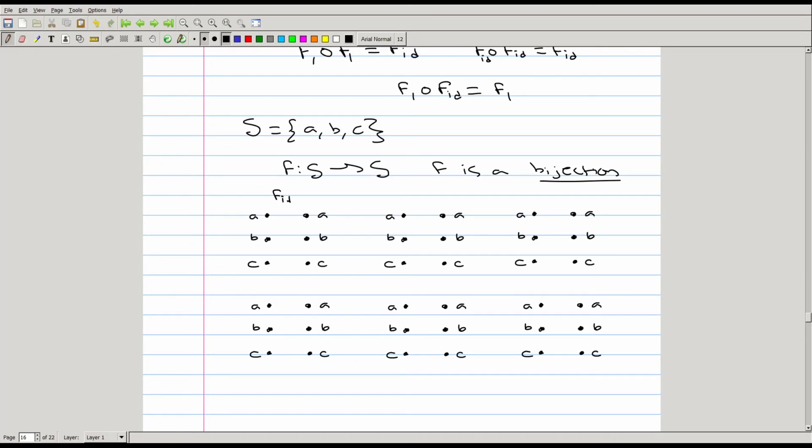We have the identity map still. We have F1, which takes A to B, B to A, and C to C. F2, which takes A to B, B to C, and C to A. F3, which takes B to B, A to C, and C to A.